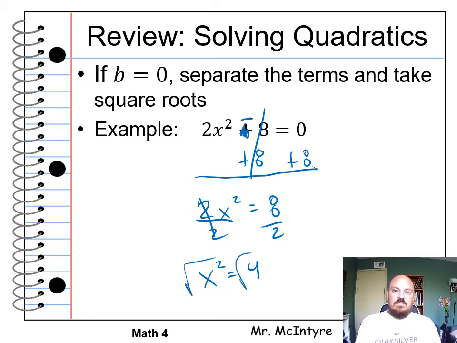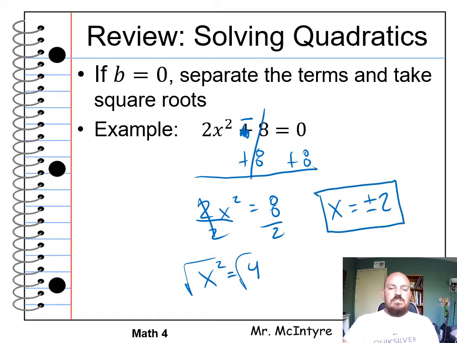Now, all you have to do for this type of problem is remember your plus or minus. Every time you take a square root, you get two answers, one for the plus, one for the minus. So my final answer here is going to be plus or minus 2. So those are just a couple of special cases when you're solving quadratics. If you happen to notice that you only have 2 of the 3 terms, do one of those 2 things. If you're missing the constant, factor out common terms. If you're missing the x term in the middle, don't factor at all, just separate and solve.